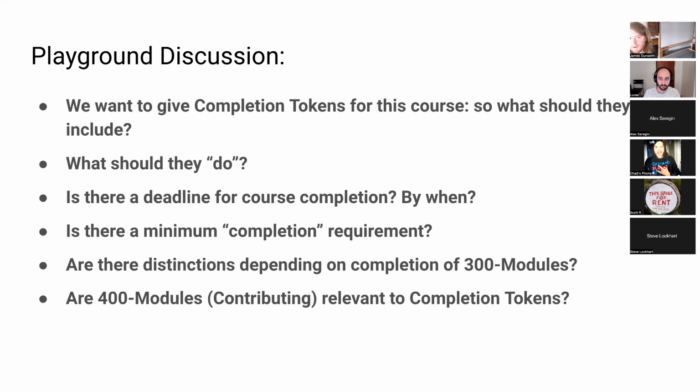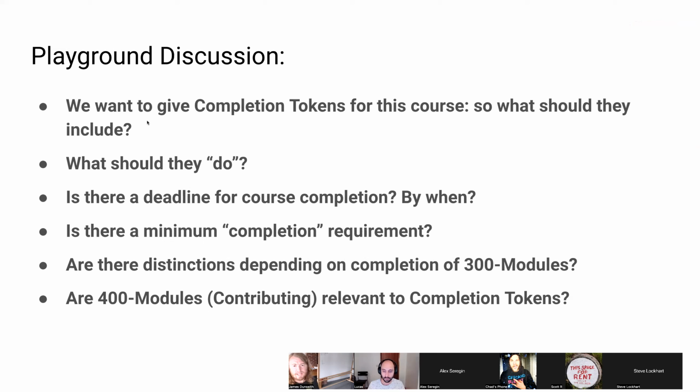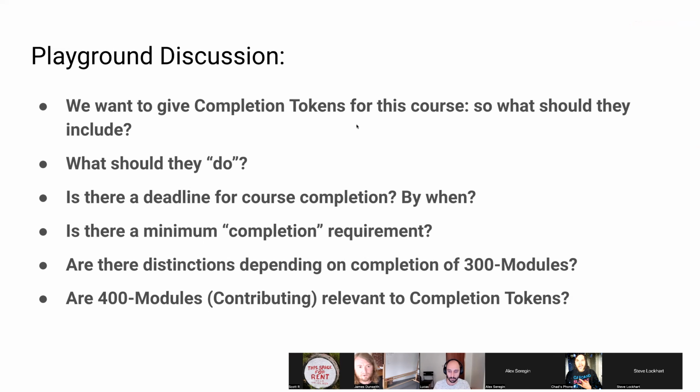So, questions for our discussion. We want to give away these completion tokens when people finish the course. What should they include? What should they do? Must we set a deadline for a certain cohort of completion tokens? Or since the class runs asynchronously, can they be given out anytime? Do we want to set some minimum requirement? Do we distinguish between the work people have done if they're choosing to work on different 300 level modules, and do 400 level contributions matter? There's probably other questions too.